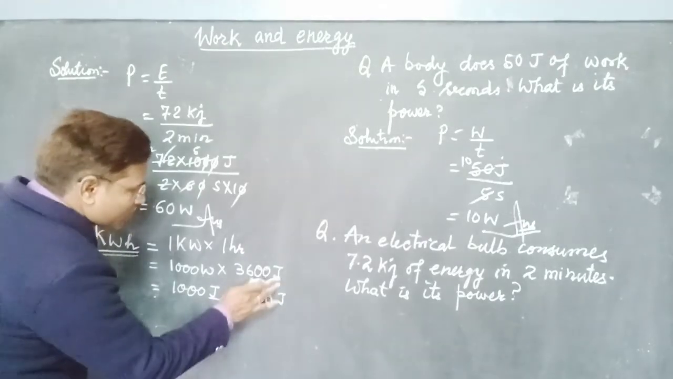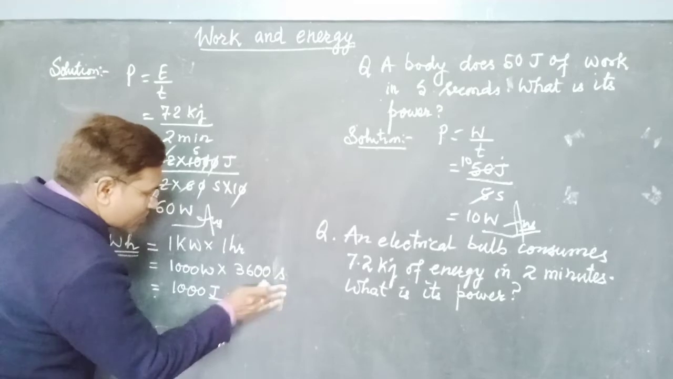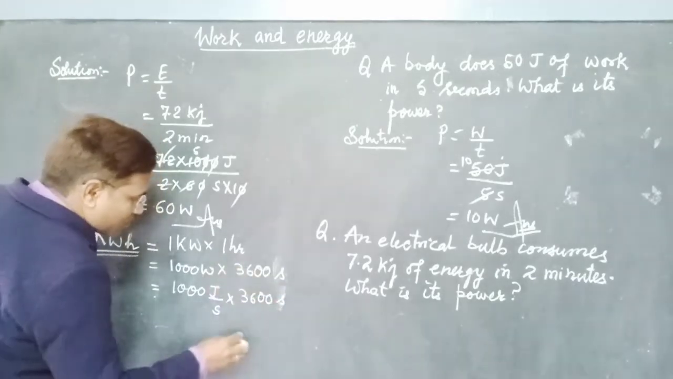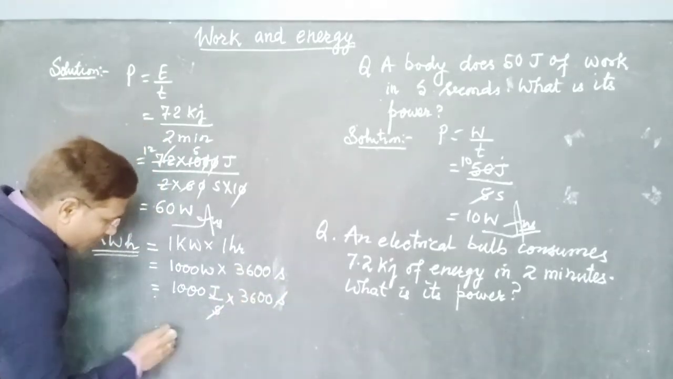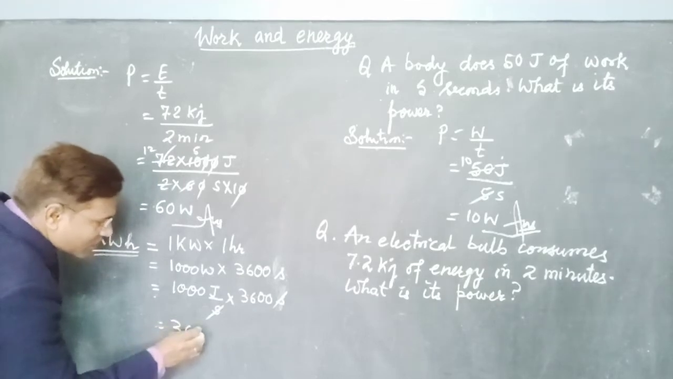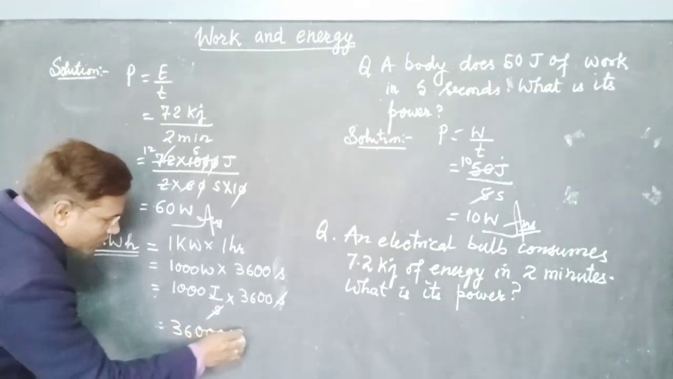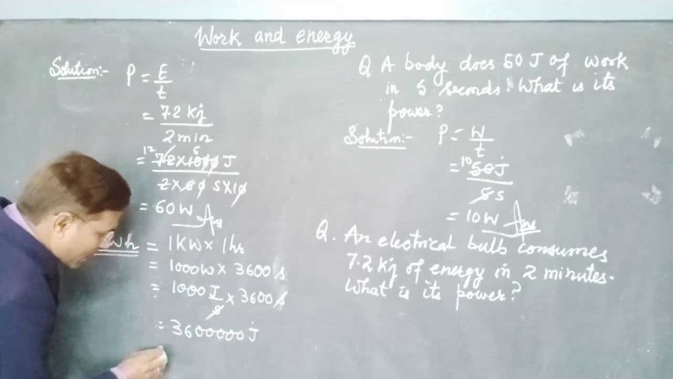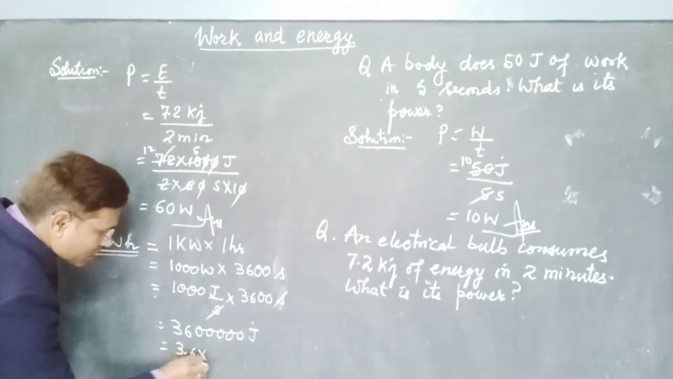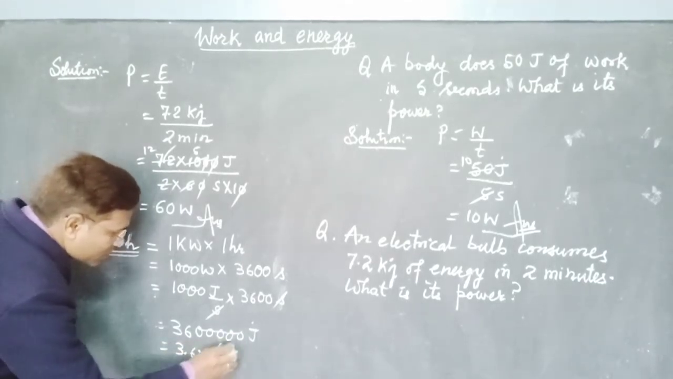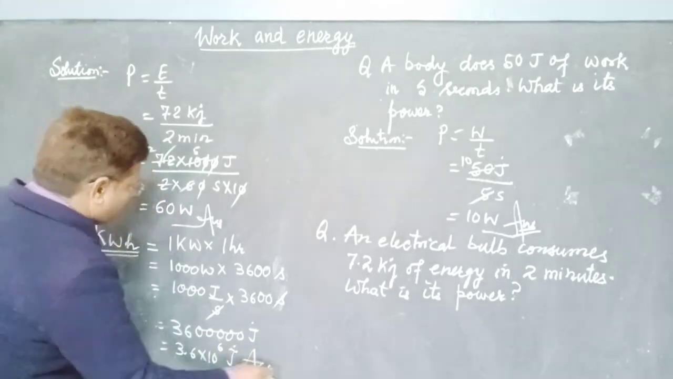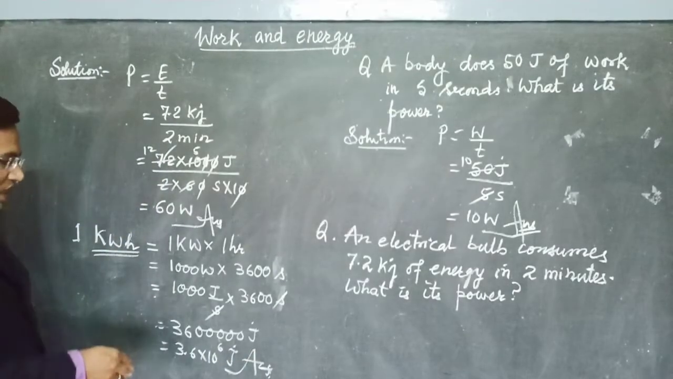Into 3600 second. So this 1 hour is 3600 seconds. Second cancelled. So we have got 36 and then 5 zeros joule. So we can write it as 3.6 into 10 to the power 6 joules. So this is the relation between 1 kilowatt hour and joule.